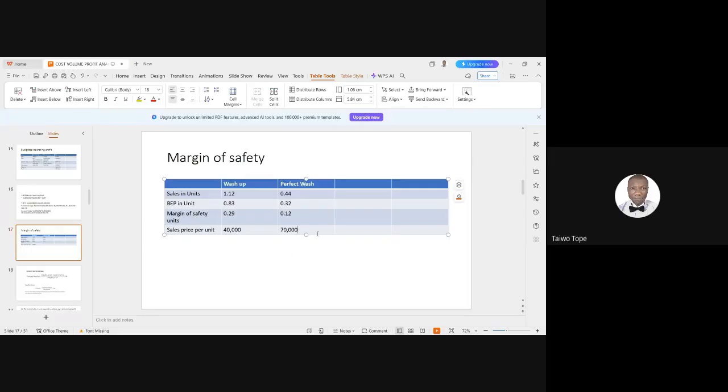So the margin of safety in money value will be what? For Workshop, it will be 40,000 multiplied by 0.29. You have what? 11,600. And for Perfect Wash, this will be what? 70,000 multiplied by 0.12, 8,400.